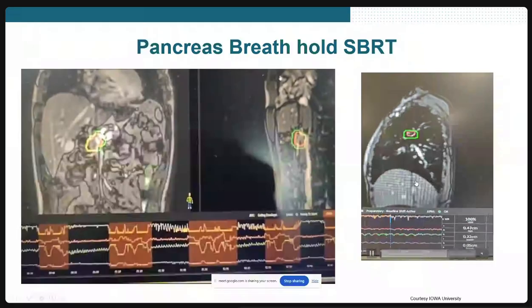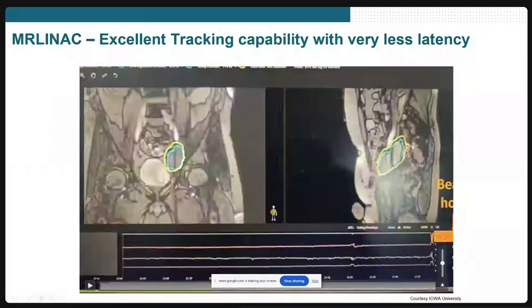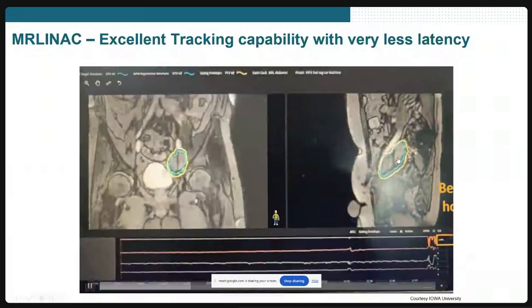This is another example similar to that. And you have pancreatic tumors, which can also be treated very well. If the patient moves, the system automatically stops the beam and delivers.